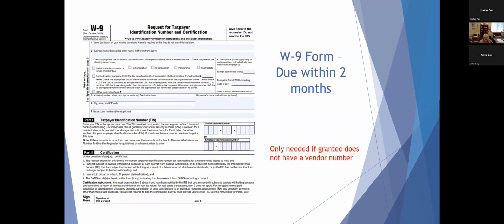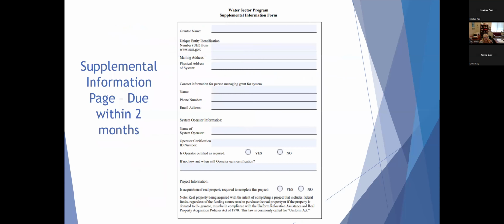This is a W-9. Again, you only have to complete this form if it is listed in your grant conditions and submit to our office. The supplemental information page is due within 2 months.